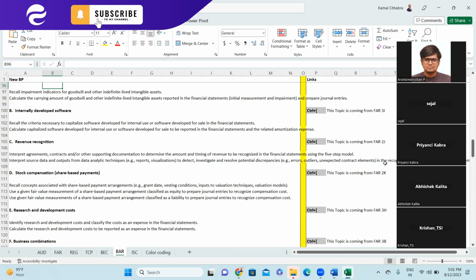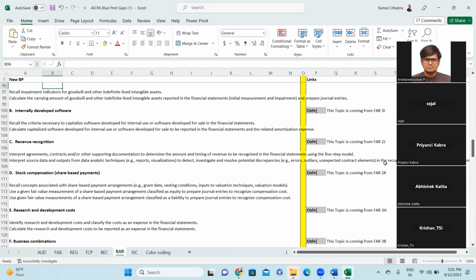ASC 606 became effective from December 2018. For public companies, early adoption was permitted from December 2017, but from 2018 it was mandatory implementation. So we'll be understanding all the 5 steps of the model in revenue recognition.